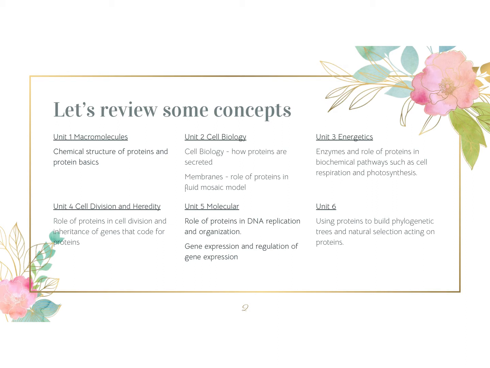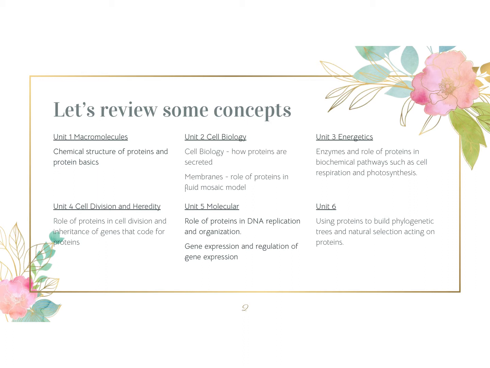In Unit 1, we're going to talk about the chemical structure and the properties of proteins. In Unit 2, we're going to talk about how proteins are made and the role that they play in the fluid mosaic model. In Unit 3, we're going to go into a specific type of protein, the enzymes, and their role in the biochemical pathways such as photosynthesis and cellular respiration.